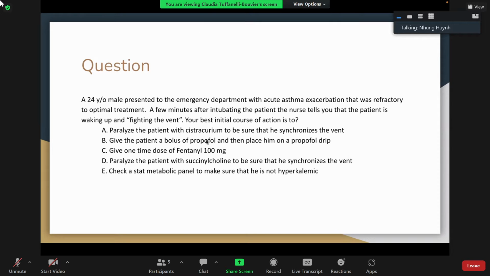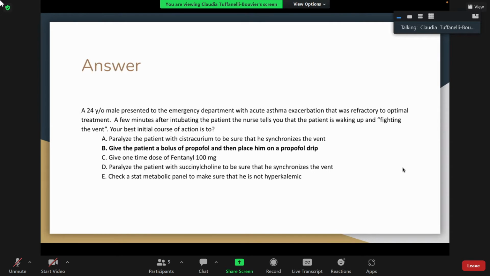In my opinion, I would choose answer B, give the bolus of propofol and then a propofol drip. I'm not sure, but I will choose B. Yeah, I totally agree. I would as well.